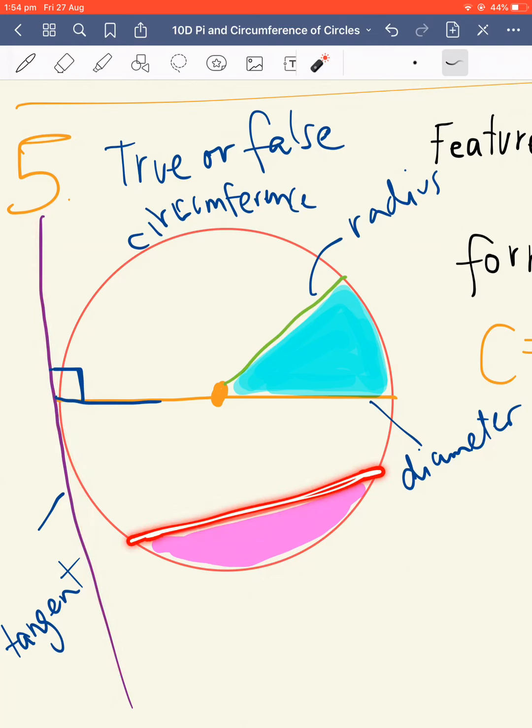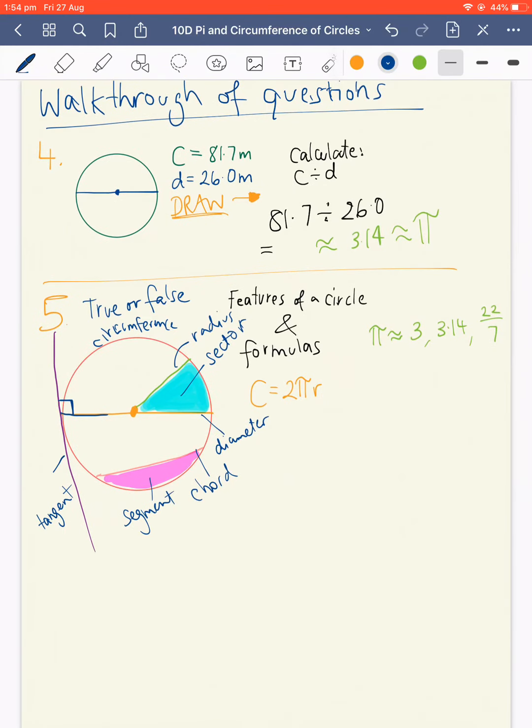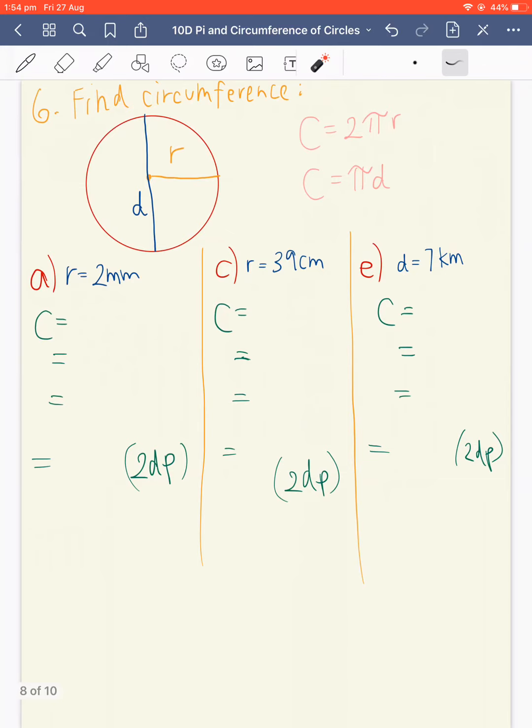We also have this thing here, which is called a chord, and our chord creates a segment, or a chunk. And we also have a sector, which is like our pizza slice. So when you're going through those questions, keep those all in mind. Next ones to have a look through.